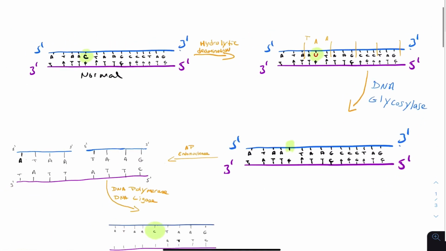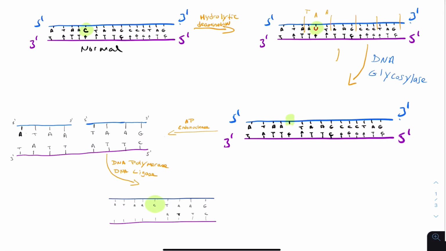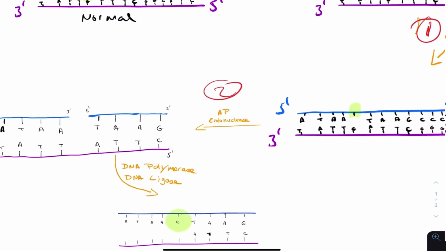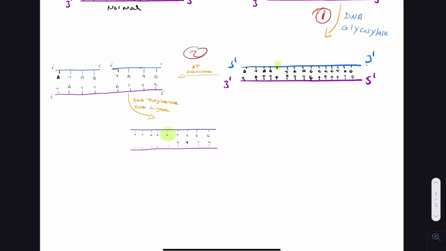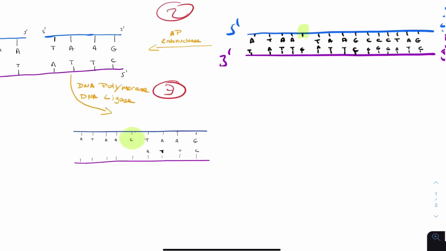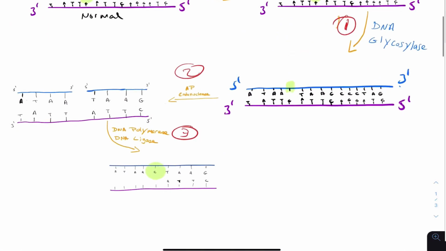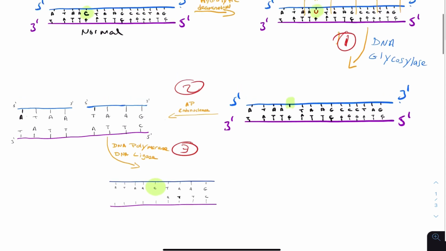So in step one, here let me just use red, DNA glycosylase comes in and removes that base. Step two, AP endonuclease comes in and makes the excision. And then step three, polymerase comes in, inserts the correct base, and ligase ends up sealing the nick. So very simplistically, in one, two, and three steps, this is the big picture for base excision repair. Maybe you want to review this one more time with the gaps or the details so you can understand this better.